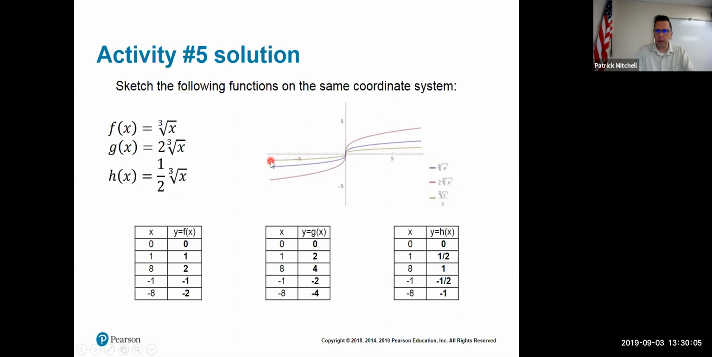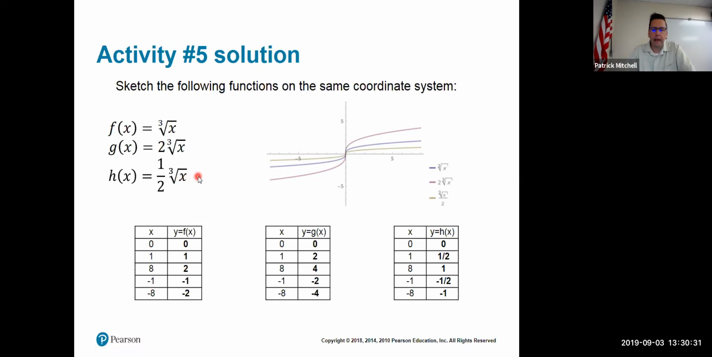h of x, which is this sort of greenish color, that one has been squashed down towards the x-axis. That's the one that over here is on top, and over here is on the bottom. It's the one that is always closer to the x-axis. So that one is like taking f of x and shrinking it down. All right. So these are both examples. Well, one is an example of vertical stretching, and the other is an example of vertical shrinking.